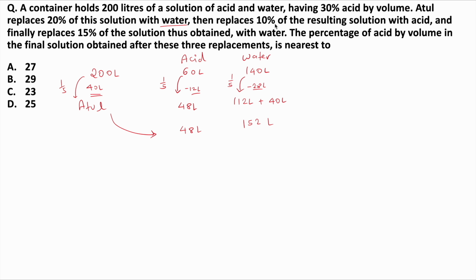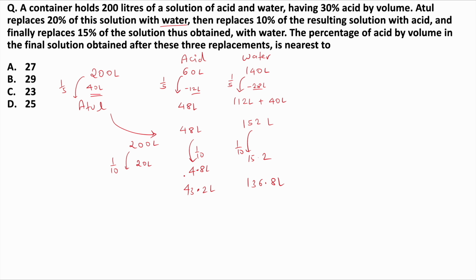Next step, he then replaces 10% of the resultant solution with acid. So 10% of the entire mixture is removed. The mixture is still 200 liters. 10% would be what? 1/10th? That's 20 liters. So 1/10 of acid will be removed. 1/10 of 48 will be 4.8 liters acid removed, and 1/10 of water will also be removed. 1/10 of 152 would be 15.2. So 48 minus 4.8 will be 43.2 liters acid, and 152 minus 15.2 is 136.8. These many liters, right?